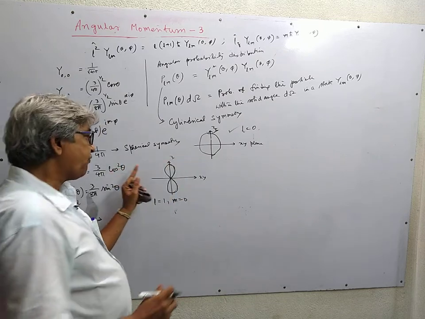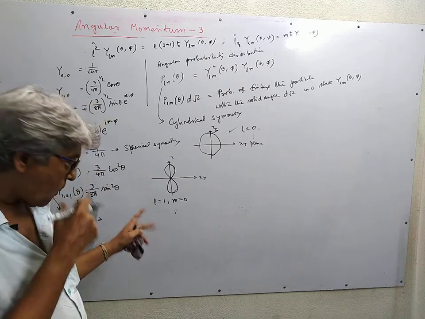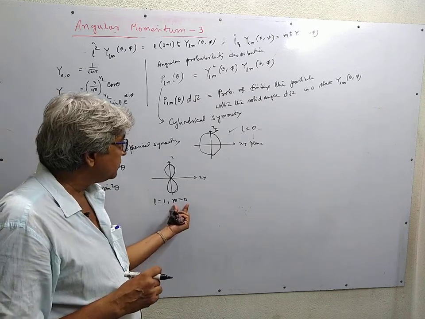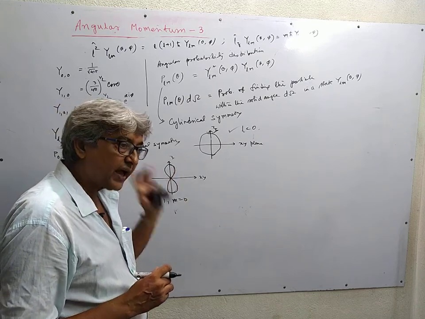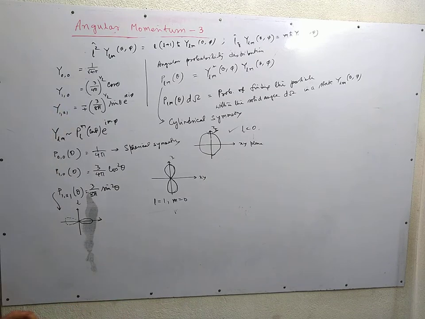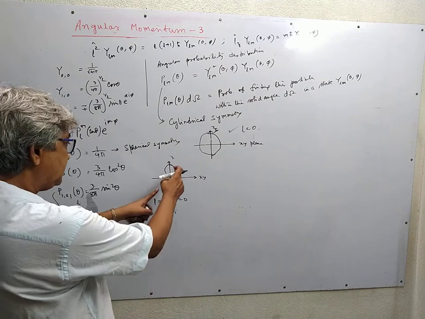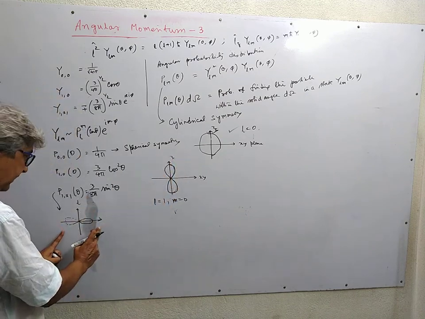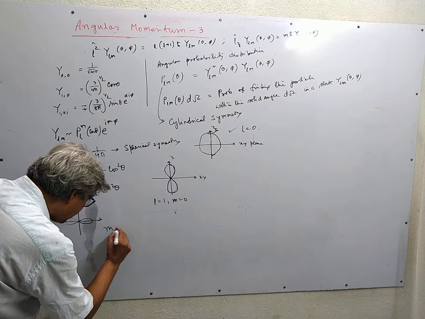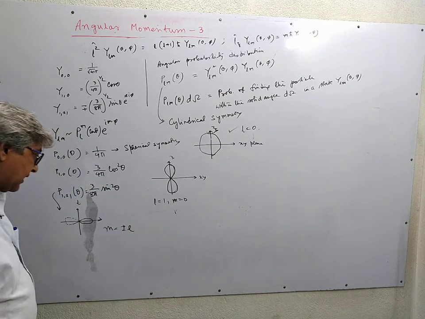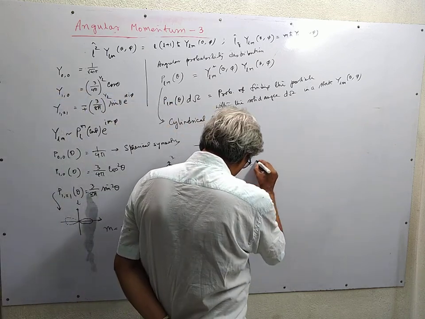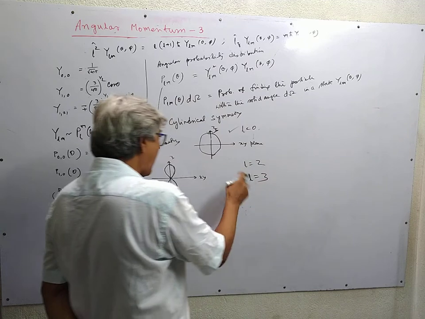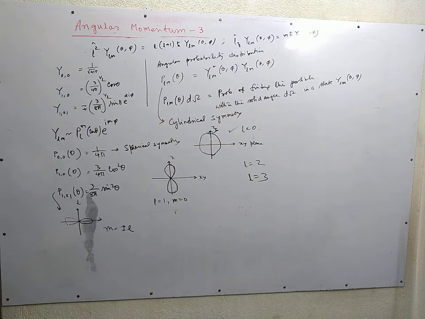This feature is found for all L with M is equal to 0, the maximum probability is obtained on the z-axis. And as M increases from 0 towards the maximum value, this graph changes continuously to attain the value of this for M is equal to plus minus L. You may consult any book where L is equal to 2 and L is equal to 3 angular probability distributions are plotted.